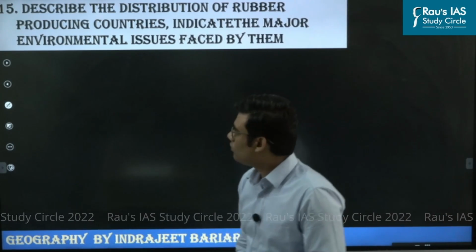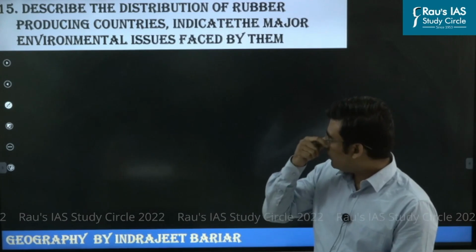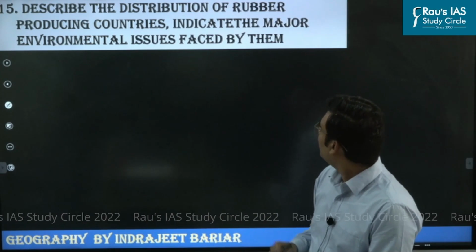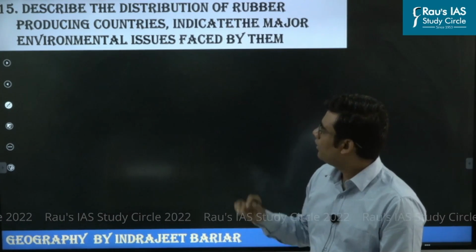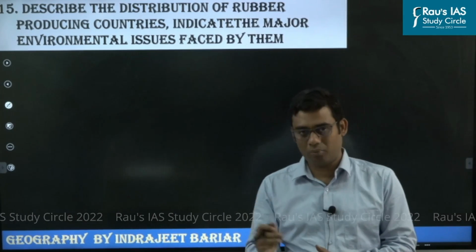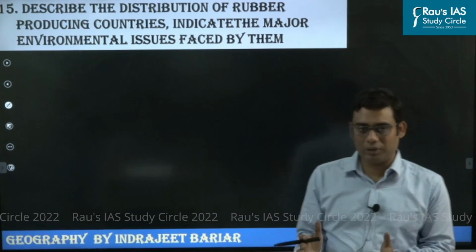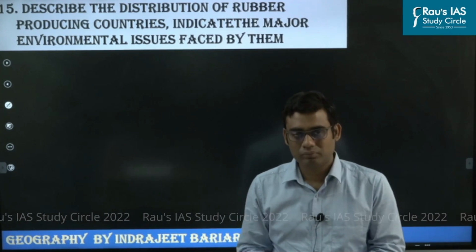The next question was question number 15. Describe the distribution of rubber producing countries. Indicate the major environmental issues faced by them. World Economic Geography, along with that, the environmental aspect.